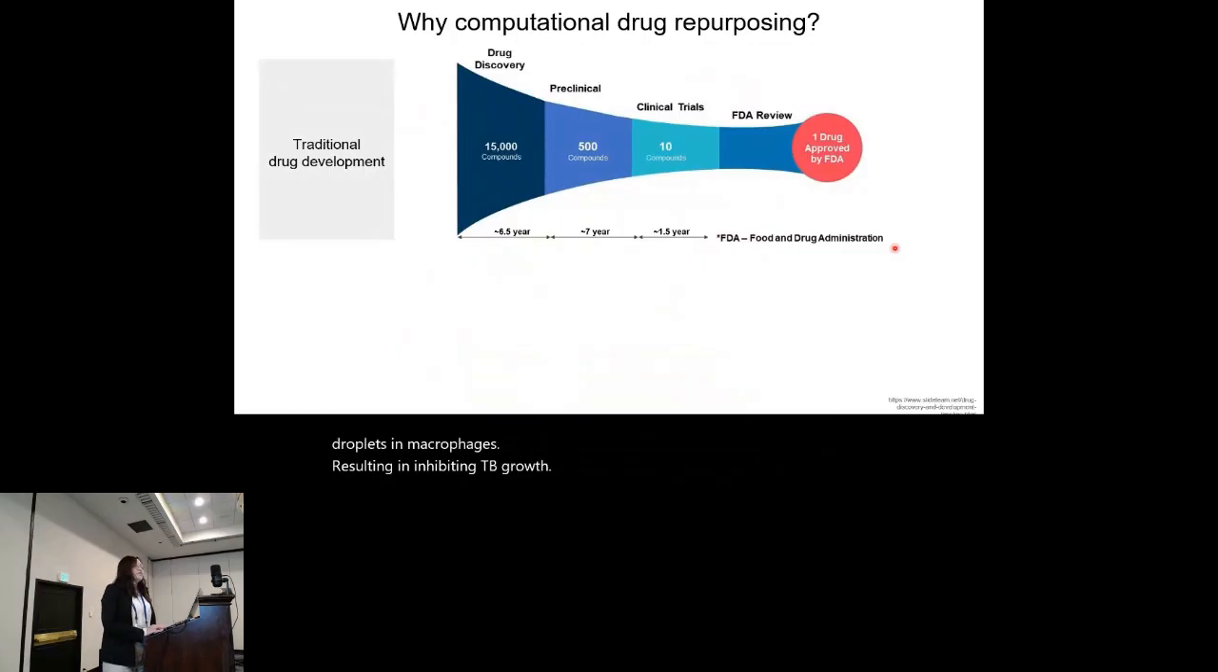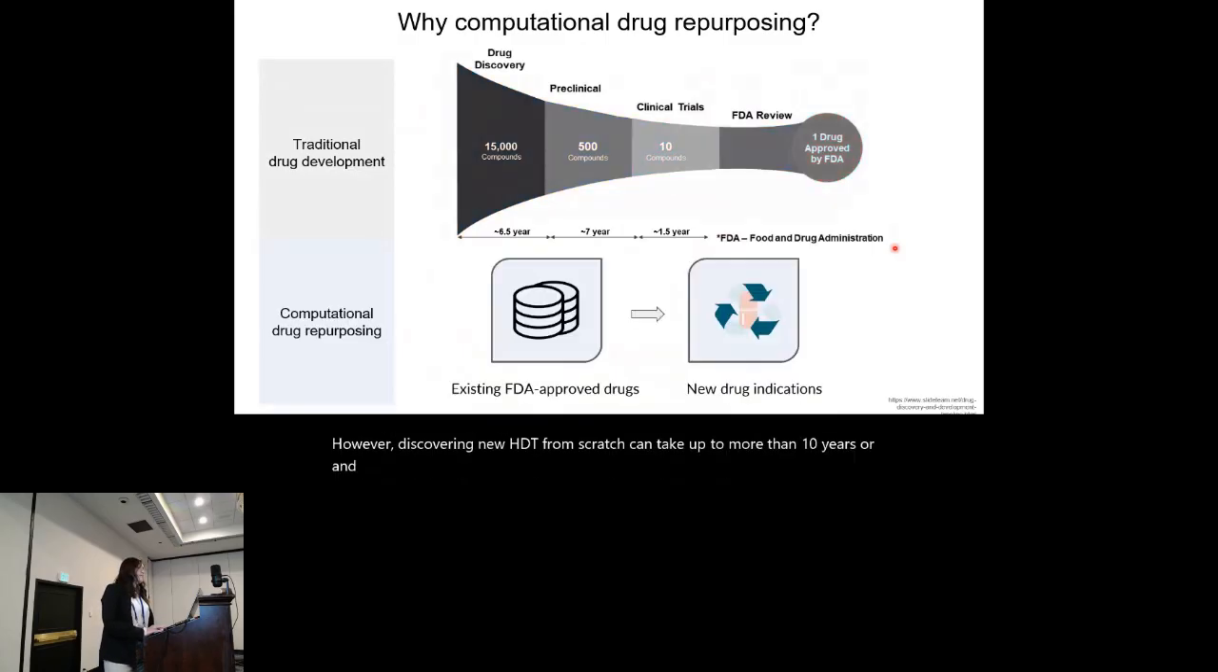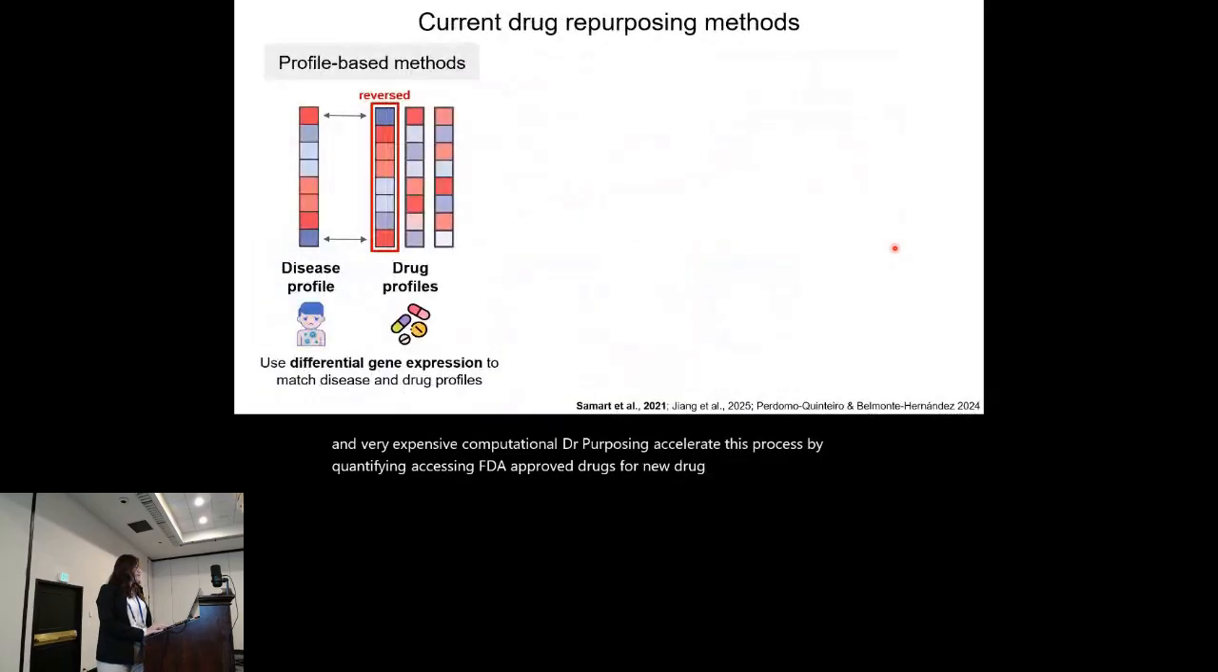However, discovering new HDT from scratch can take more than 10 years and is very expensive. Computational drug repurposing accelerates this process by quantifying existing FDA-approved drugs for new drug indications. So what are the current drug repurposing approaches out there? Given disease and drug differential gene expression profiles, we can perform pairwise comparison between an individual disease and drug to identify a drug that best reverses the disease.